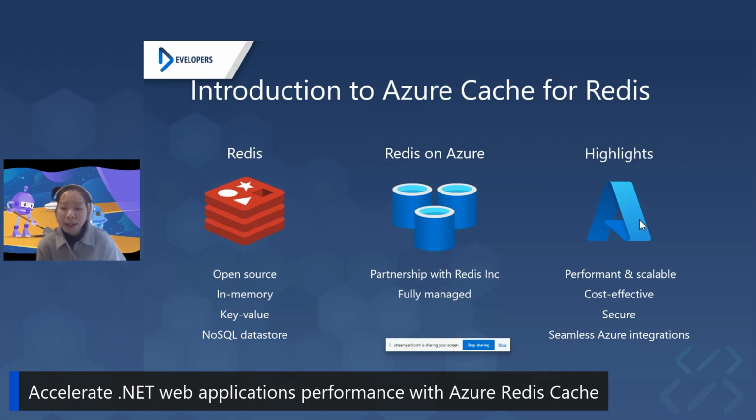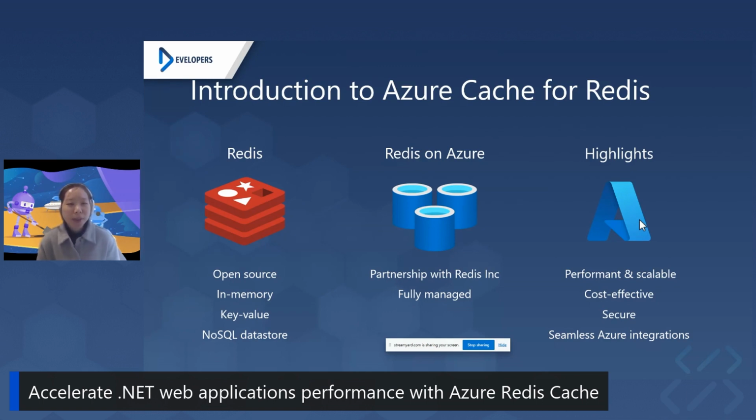A few highlights for using Azure Cache for Redis. It makes your app performant and scalable. It's very cost-effective when working along with a database. It has the network integrations to ensure everything is secure. And it integrates seamlessly with other Azure services if you host your entire solution in Azure.